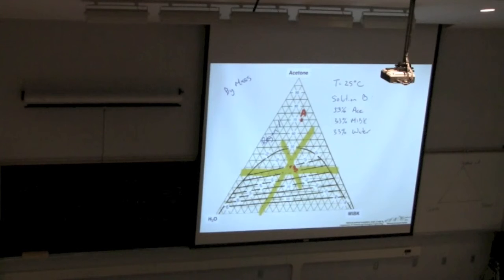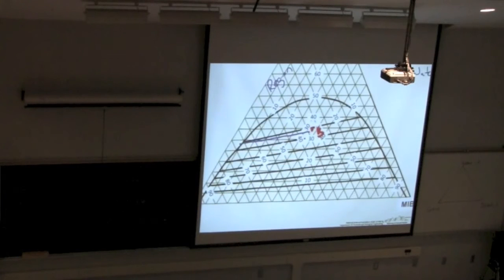Now the trick here is, as I mentioned, it separates into two phases. These lines that you see are known as tie lines. They connect compositions of the two liquid phases in equilibrium. You basically go to each side following those tie lines as guides. So if we do that, we're going to come along here to this side and up here to this side.